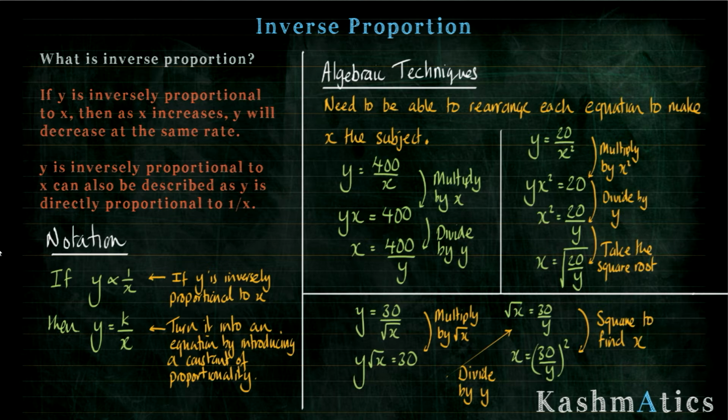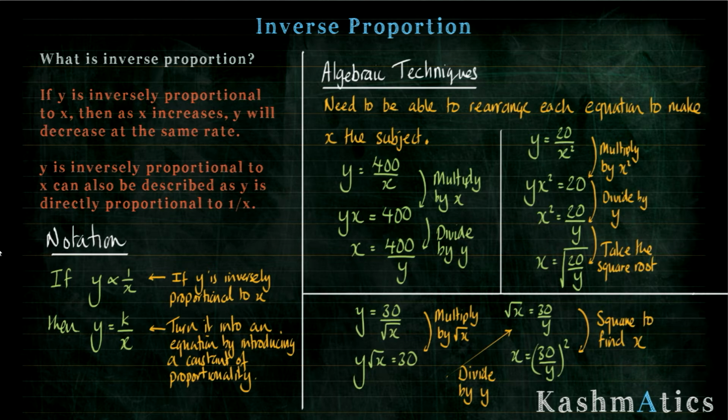First of all, let's describe what inverse proportion is. If y is inversely proportional to x, then as x increases, y will decrease at the same rate. So let's say x is multiplied by 2, that means y will get halved. If x is multiplied by 10, then y gets divided by 10. And the same goes the other way around. If x is divided by 10, then y will be multiplied by 10.